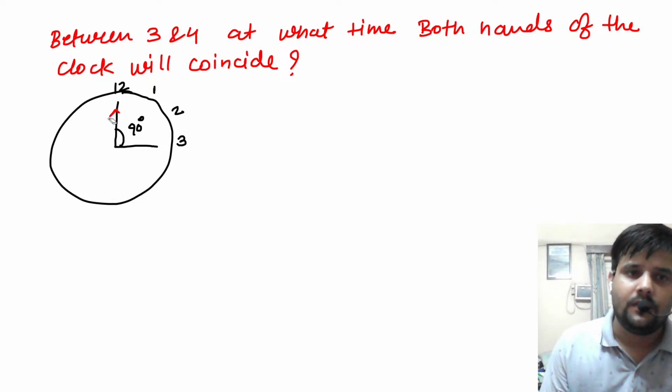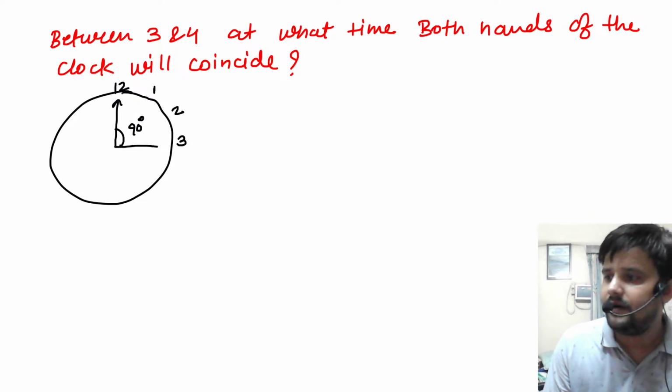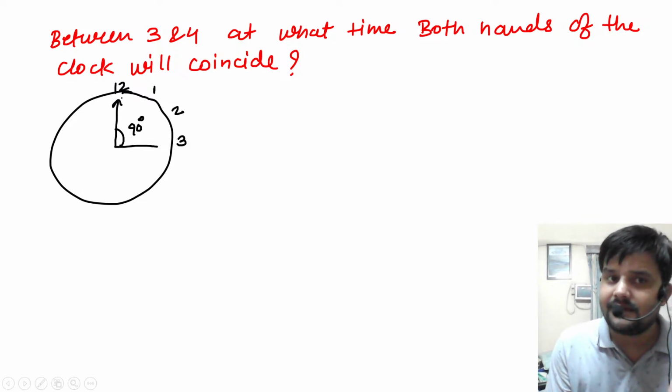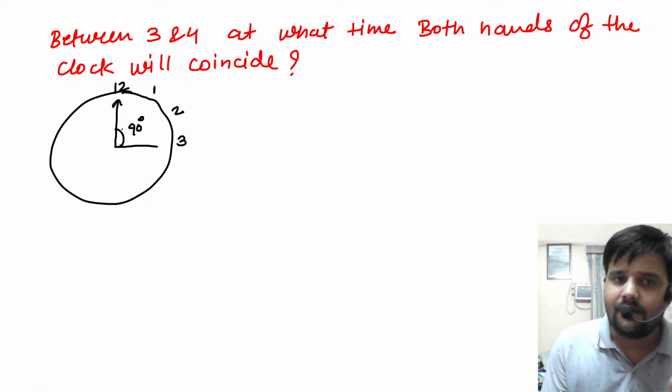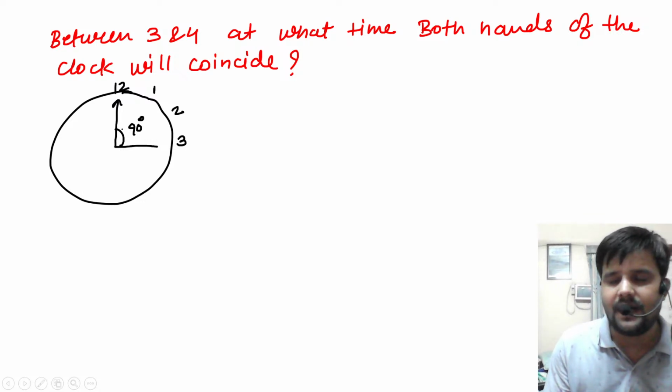What we know here in this case is that the minute hand is at 12 and the hour hand is at 3. Who is faster between them? The faster one is the minute hand, obviously. So the minute hand is coming from behind. Whatever the distance, the minute hand obviously has a higher speed than the hour hand.